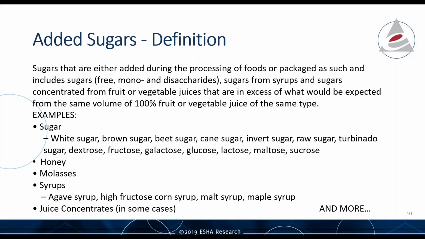Examples of these sugars include white sugar, brown sugar, and other forms of sugar known by various sugar names, and mono and disaccharide names like dextrose, fructose, and lactose. It includes honey, molasses, syrups like corn syrups, malt syrup, and maple syrup, and again, juice concentrates in some applications. This is certainly not an exhaustive list. These are just some examples.